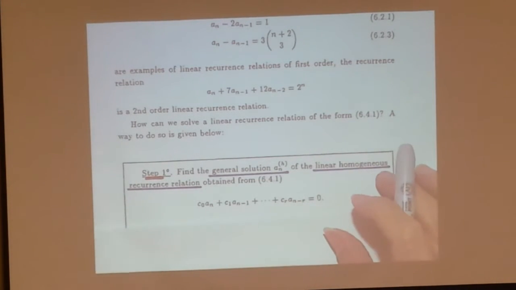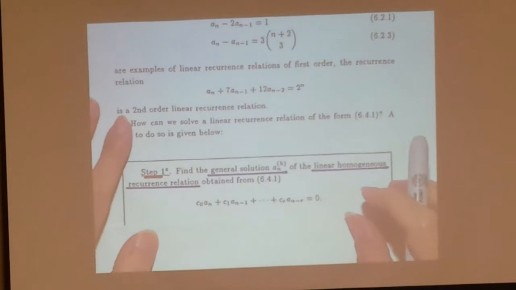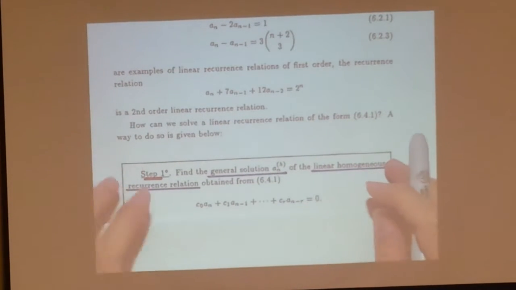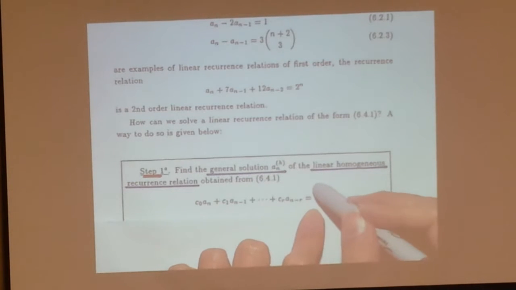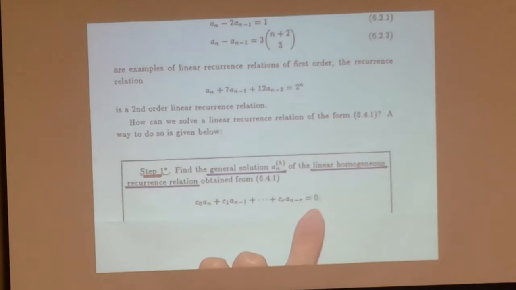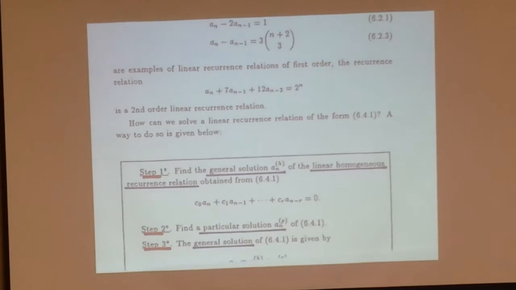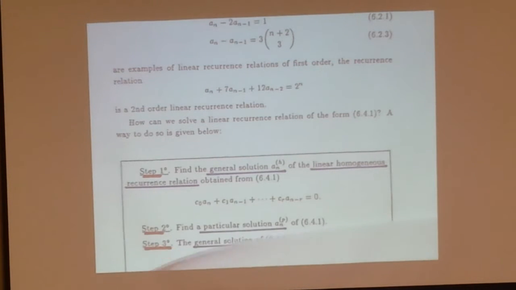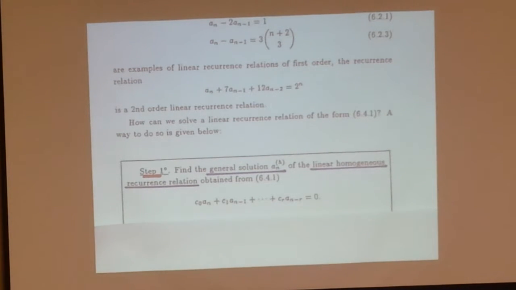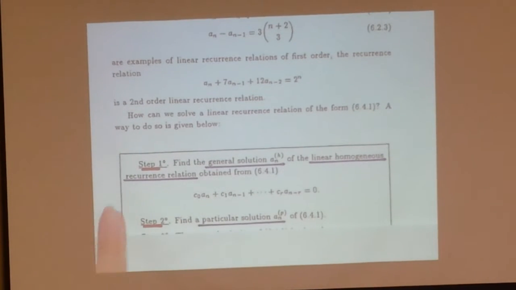Basically, what you do is, when the right hand side is not 0, you just replace it by 0 first. Step 1 is actually what you learned just now, and step 2 is what I'm going to show you. You have to find a particular solution.